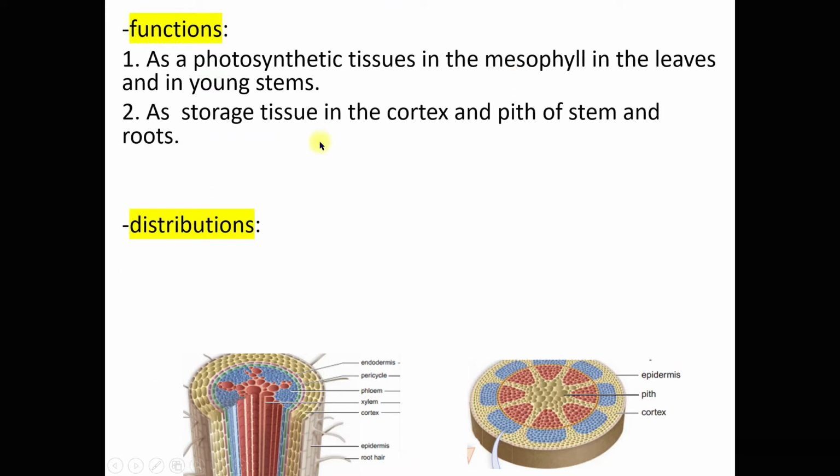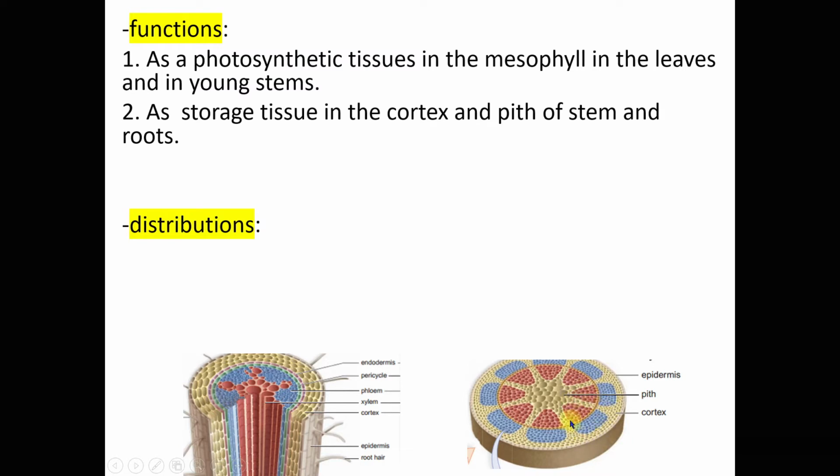And they also serve as storage tissue in the cortex and pith of stems and roots. Now recall these two diagrams in your module. This is a cross section of the stem. This is the pith, this is the cortex, and this is obviously the epidermis. Recall in the previous video I mentioned that you must know the location of the pith and cortex. So as storage tissue, the pith here as well as the cortex here are where the parenchyma tissues are located.